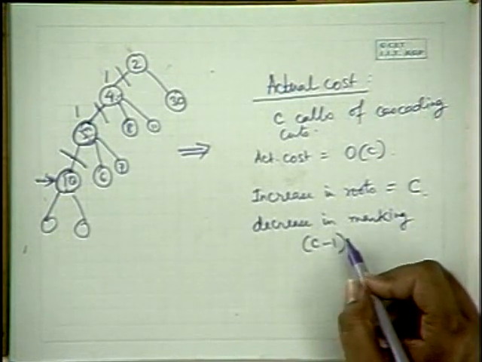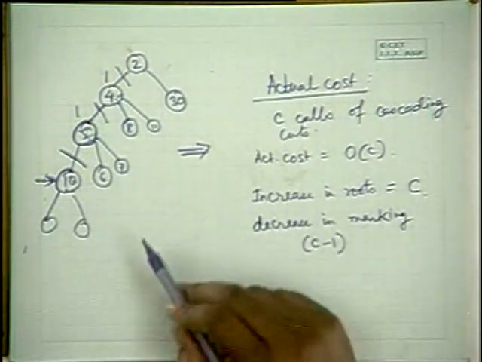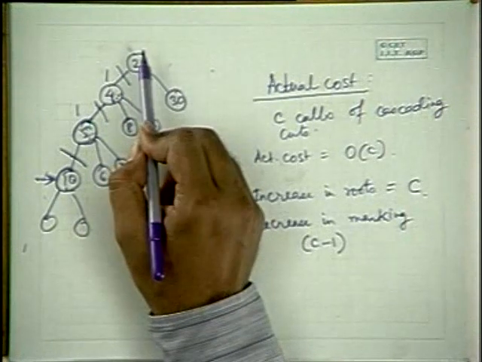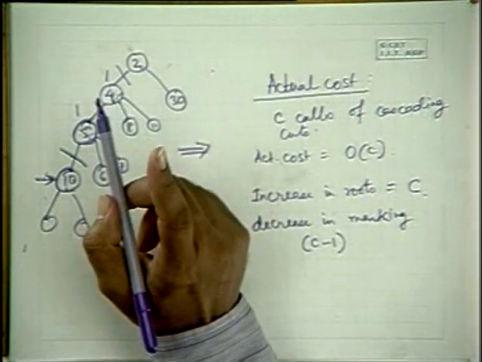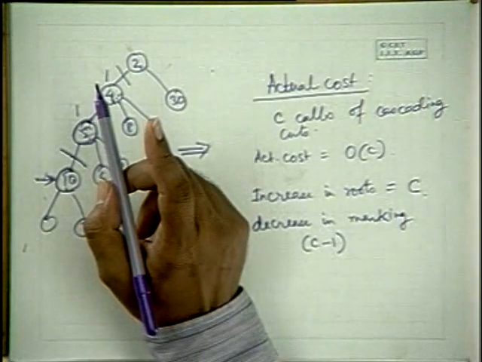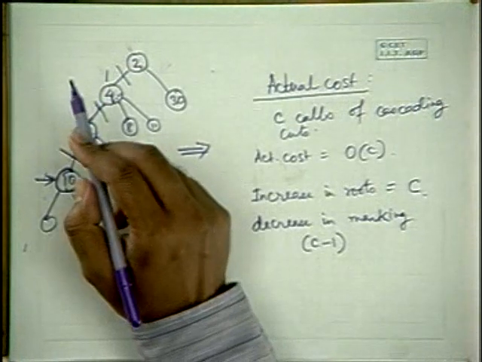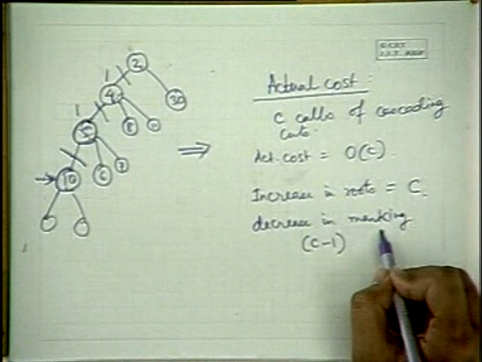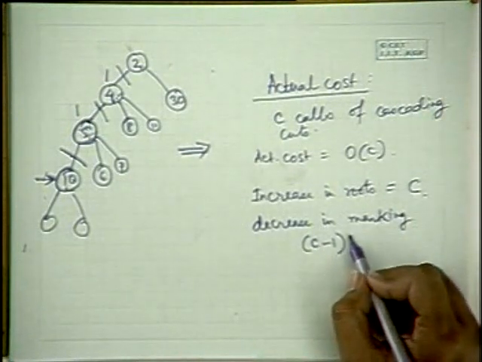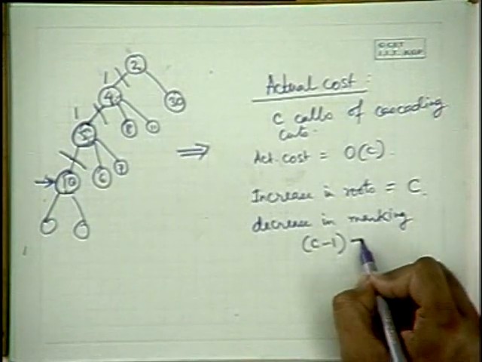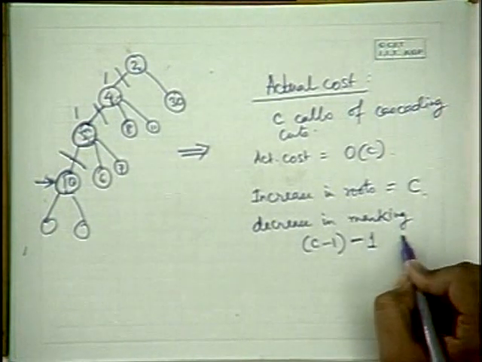Okay, and probably in the worst case, the last node you might have marked. Like here, when 4 is lost, 2 will be marked probably. So probably you have increased marking by 1. Previously it was not there, now there is 1. So that means the total decrease in marking is C minus 1, and it is decreased, so it is minus 1. So the total decrease is C minus 2.